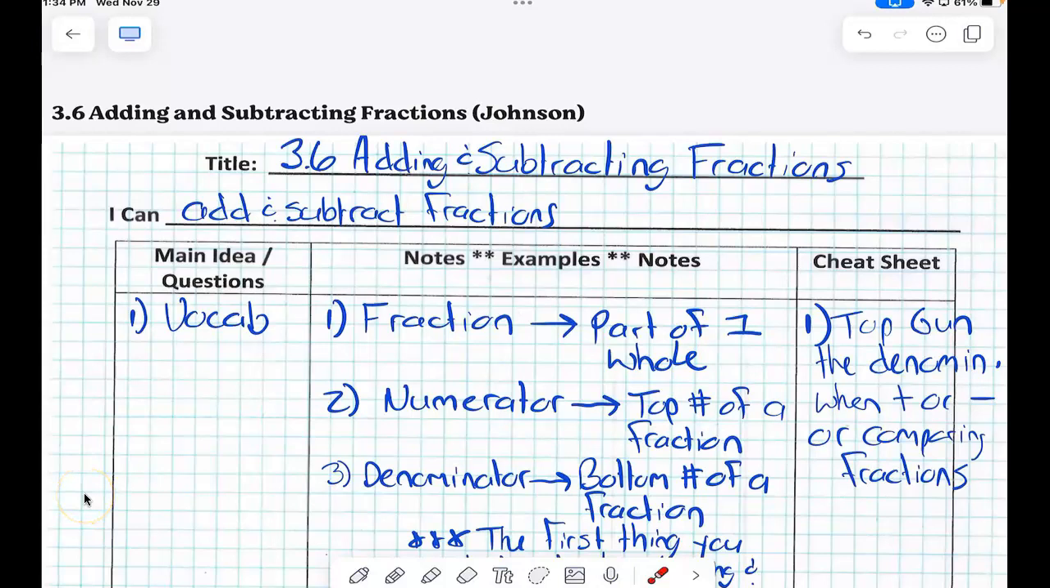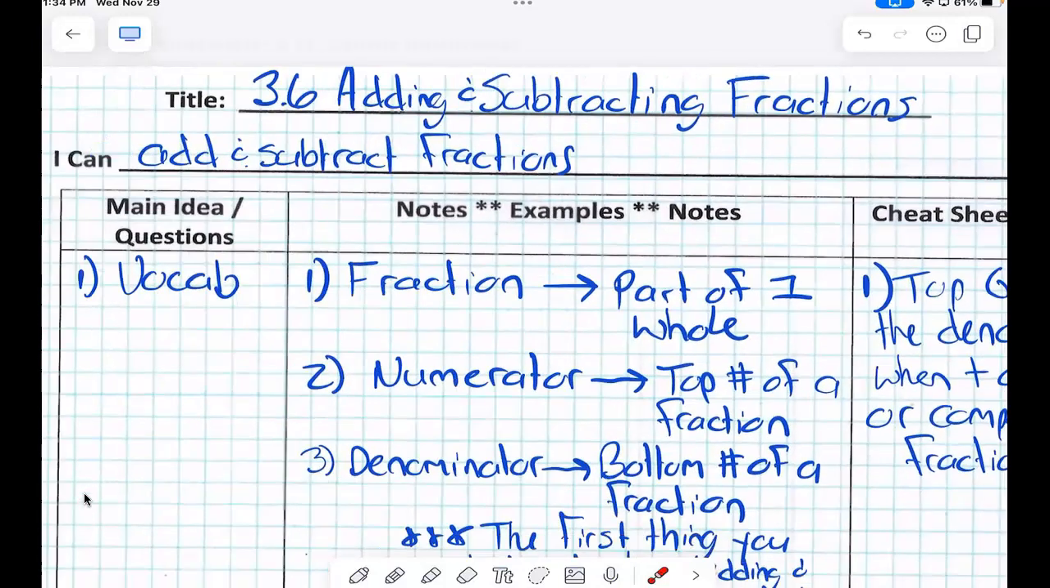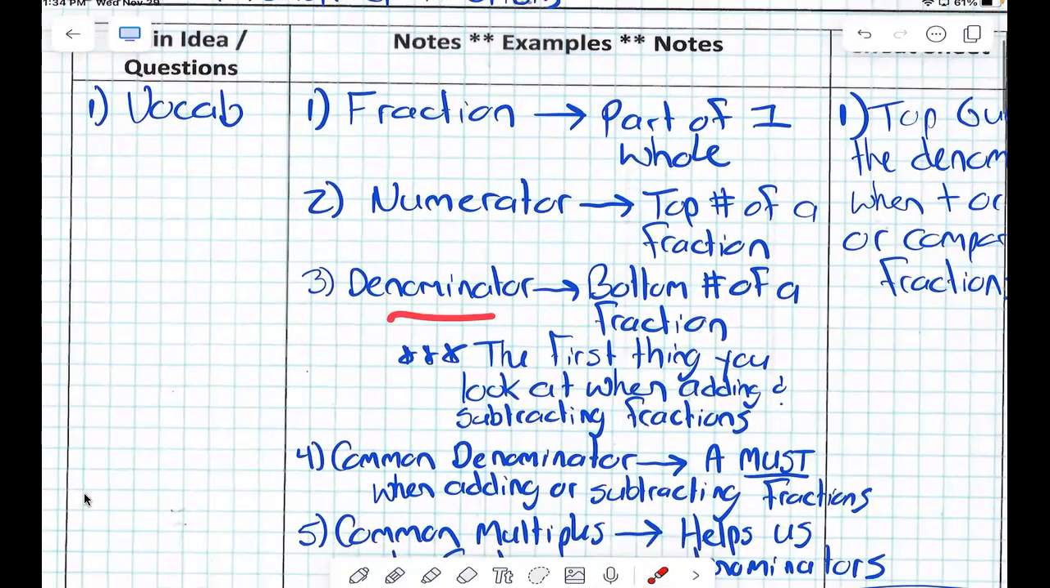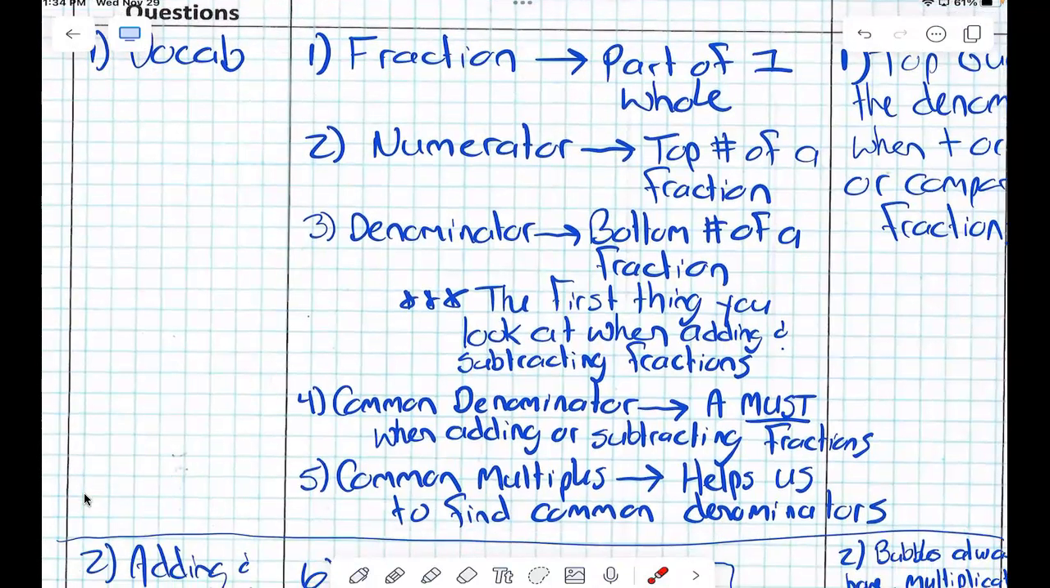3.6, adding and subtracting fractions, can you? Yes. Fractions. Fractions are always part of what number? 1. What's the top number of a fraction called? Numerator. Bottom number? Denominator. There's something about denominators you need to know. It says the first thing you look at when adding or subtracting fractions. What's the first thing you always look at when adding or subtracting fractions? Denominator. In order to add or subtract fractions, what must you always have?